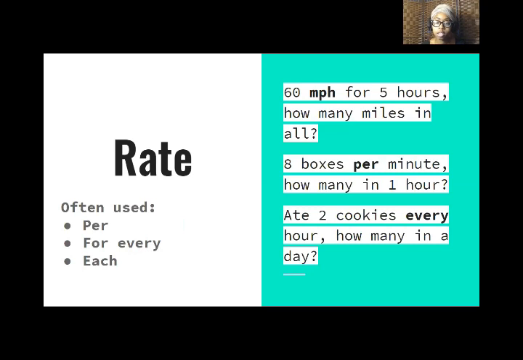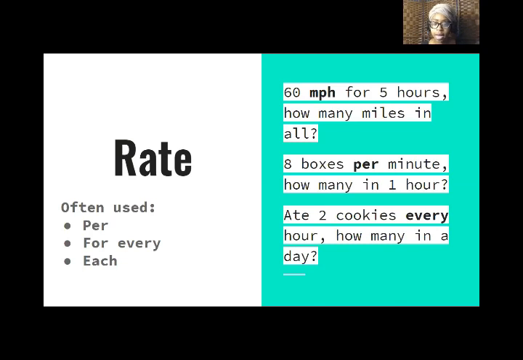Miles per hour is that the acronym that's right after 60, MPH. That means miles per hour. So if you're going 60 miles per hour, that means 60 miles for every 1 hour, and you drove for 5 hours. How many miles did you go? That would be 60 times 5.